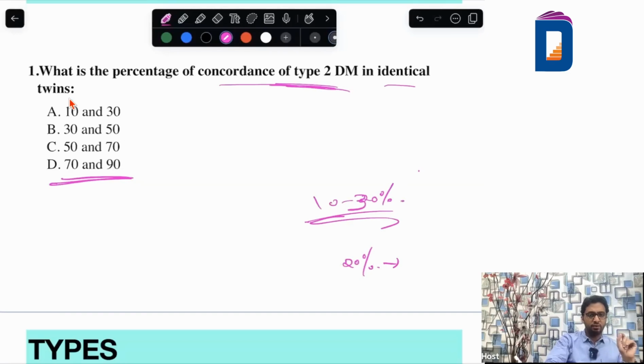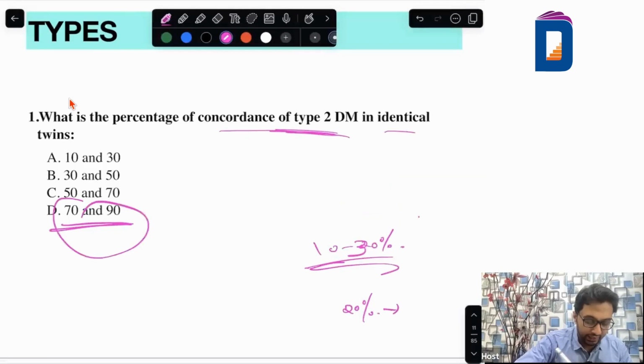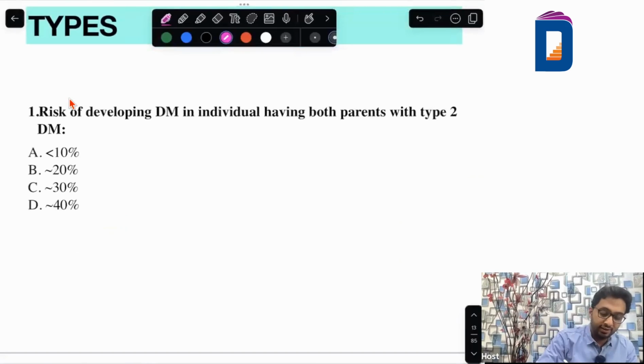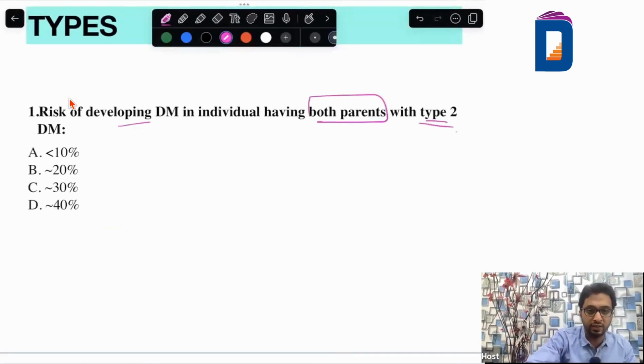Genetics has got a very high role to play, between 70 and 90%, if an identical twin has it. Okay, genetics for type 2. Now, that was identical twins. If both the parents have it, what is the risk of development of diabetes mellitus in these patients?